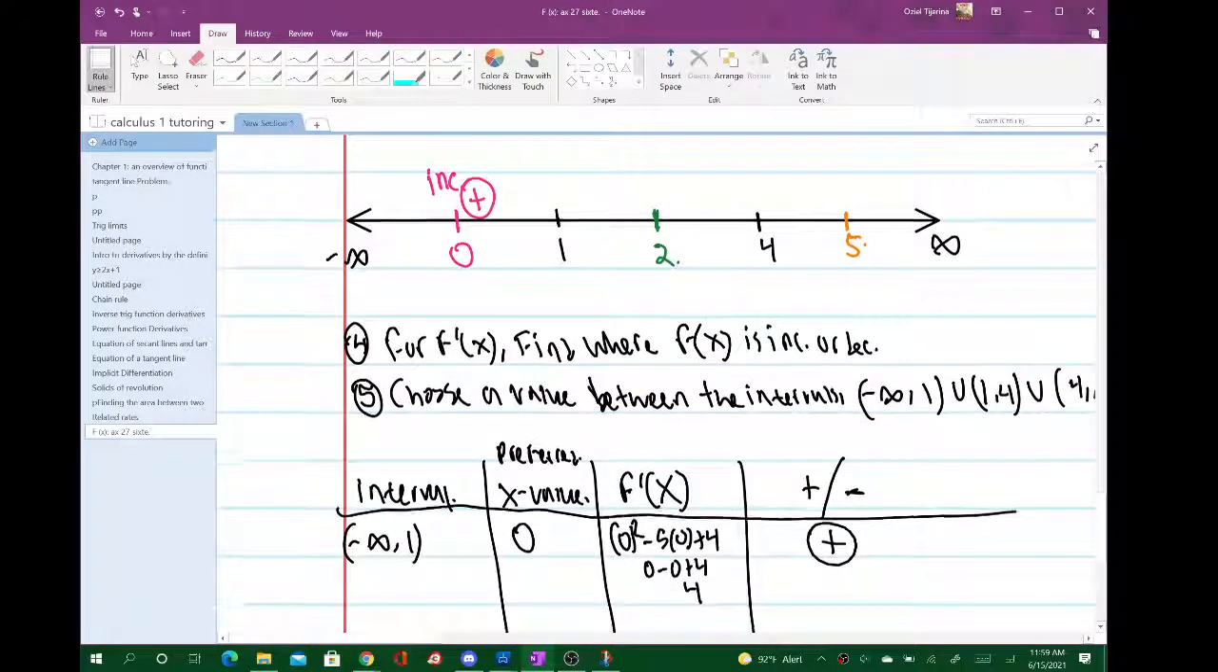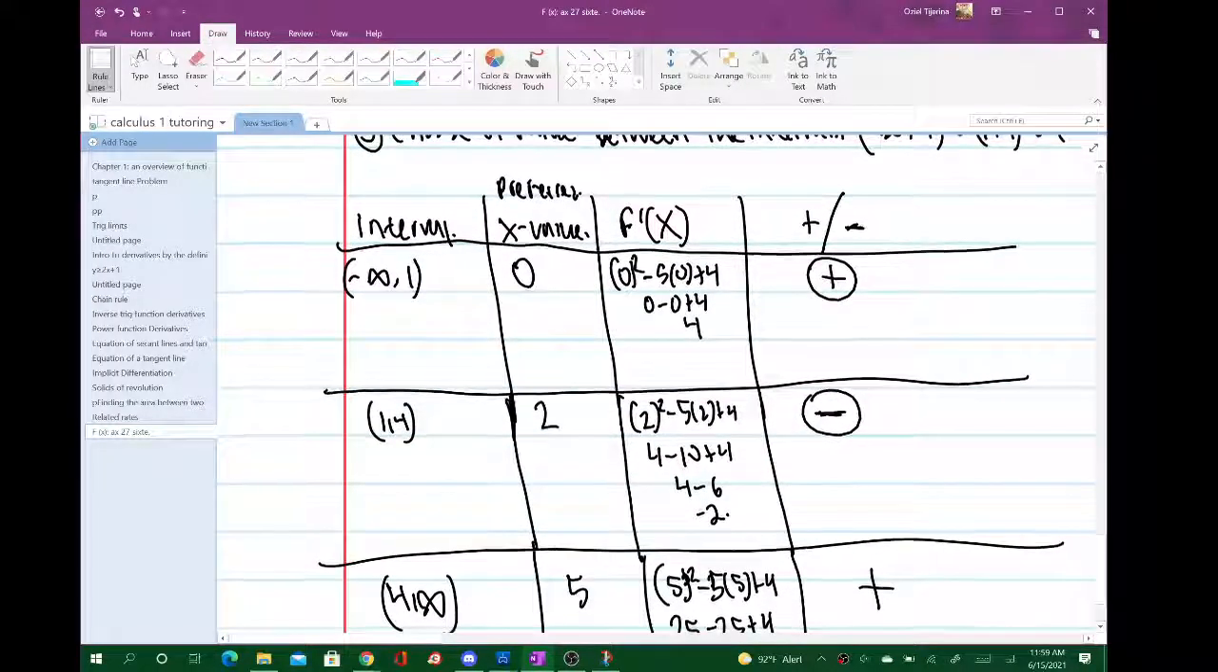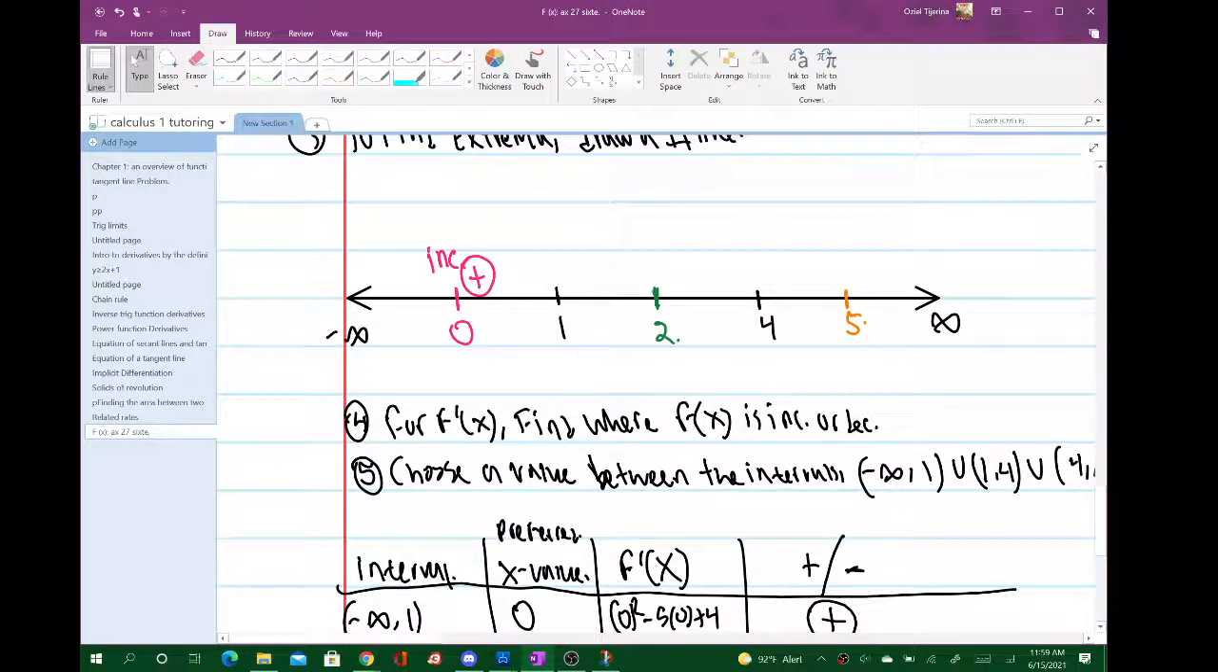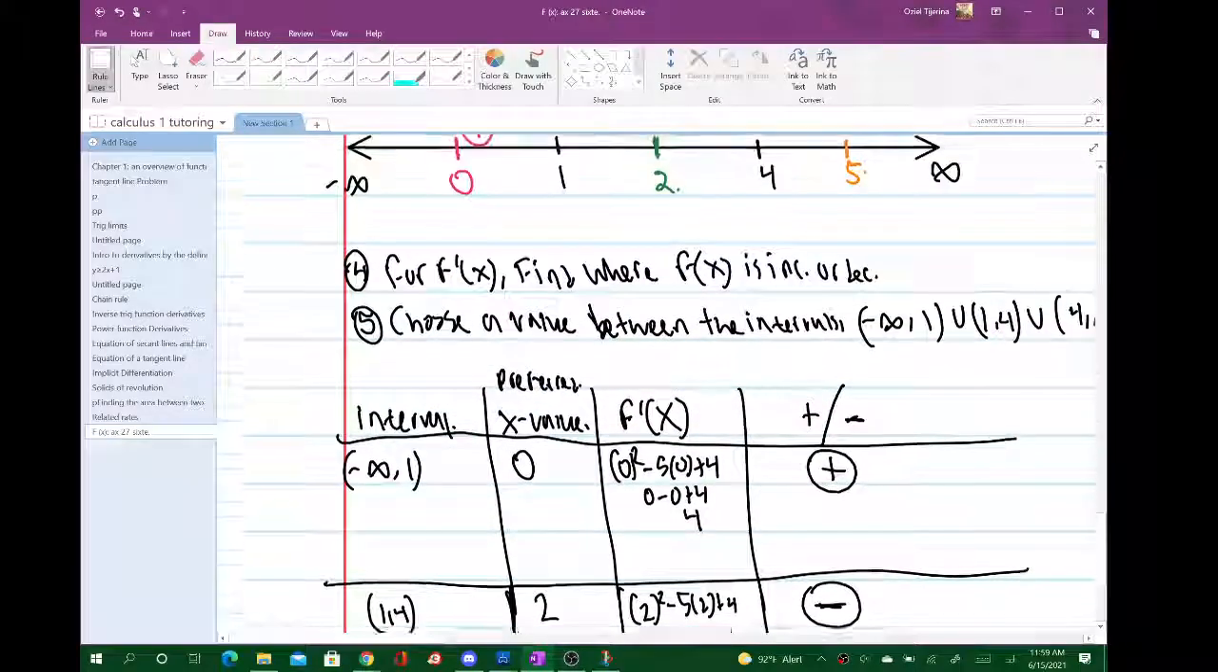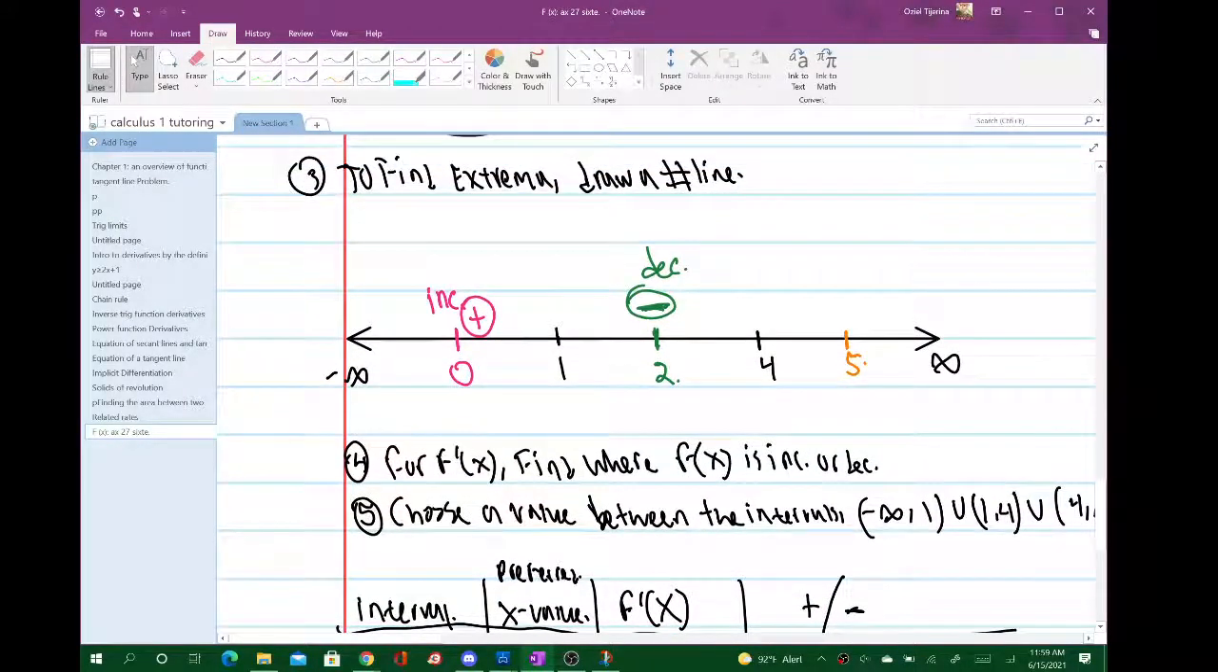At x equals 2, the rate of change is negative, so this means it's decreasing. And at x equals 5, we said that the rate of change is positive again. So that means that from 4 to infinity, it is increasing.